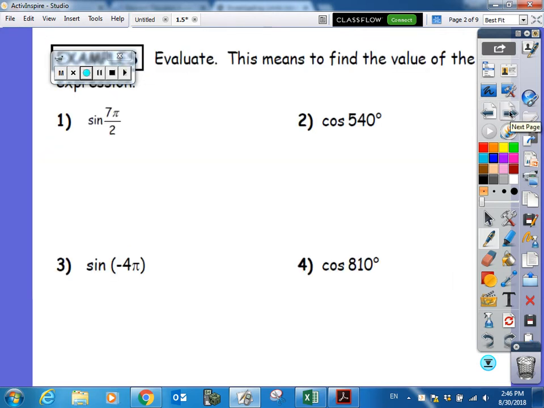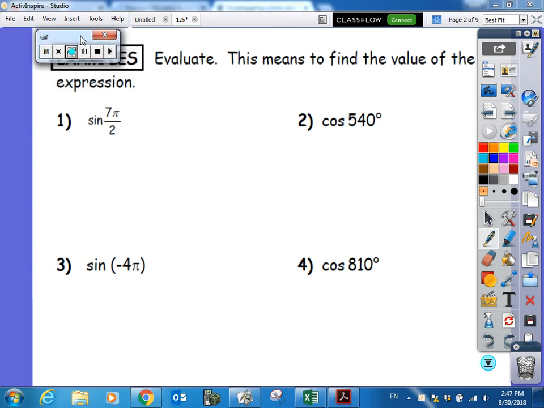So these examples, evaluate. Same evaluate that we did the other day. But if we look at all these, 7 pi over 2, 540, 810, negative pi over 4, none of those are on our list of the unit circle. They're all too big or too small. So we learned about coterminal angles. Now, there were a few of these on that first homework. Some of you figured it out, some of you asked, some of you just wrote the answer down, got it wrong, and don't know why.